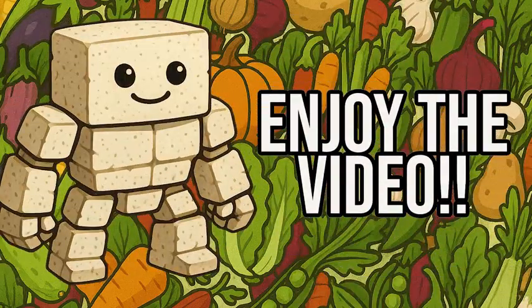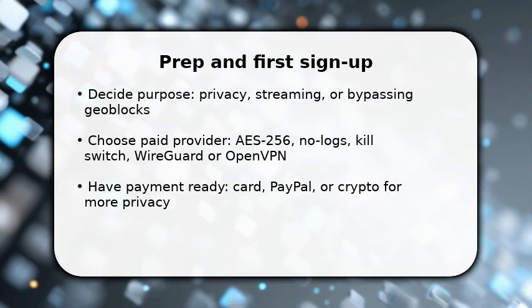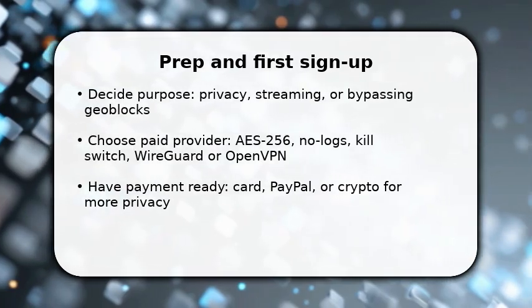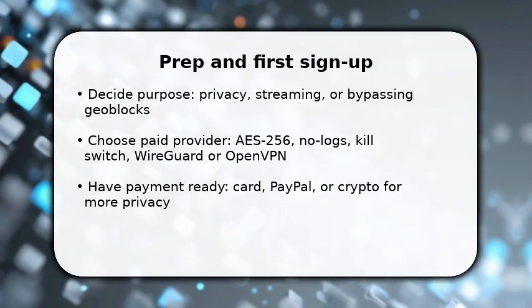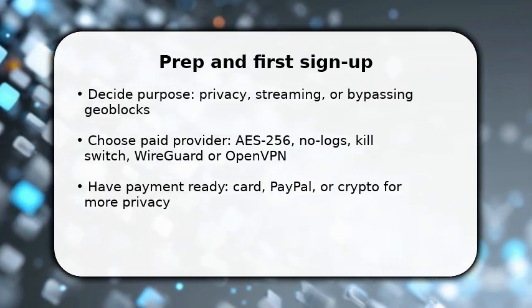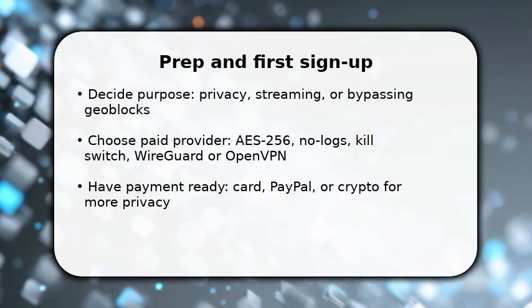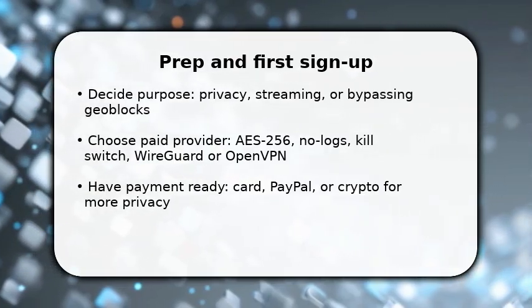Please enjoy the video. You start by picking the goal, privacy or access. Once chosen, scan VPN providers for AES 256 encryption, a strict no-logs policy, and WireGuard or OpenVPN support. These matter for speed and security.